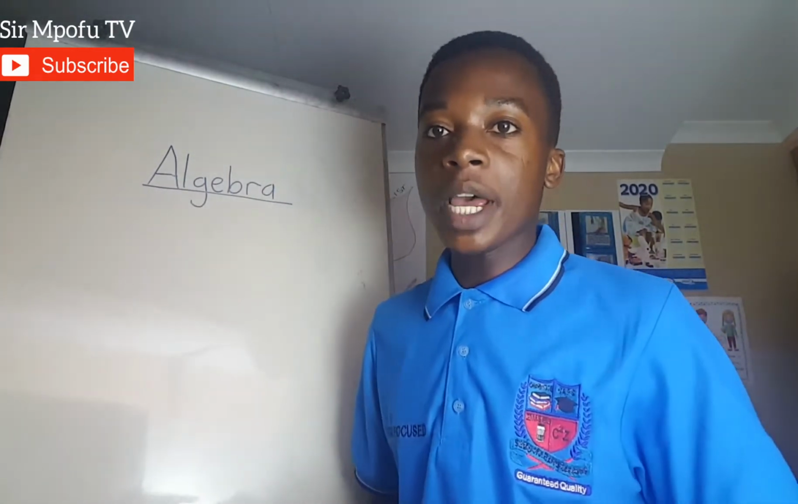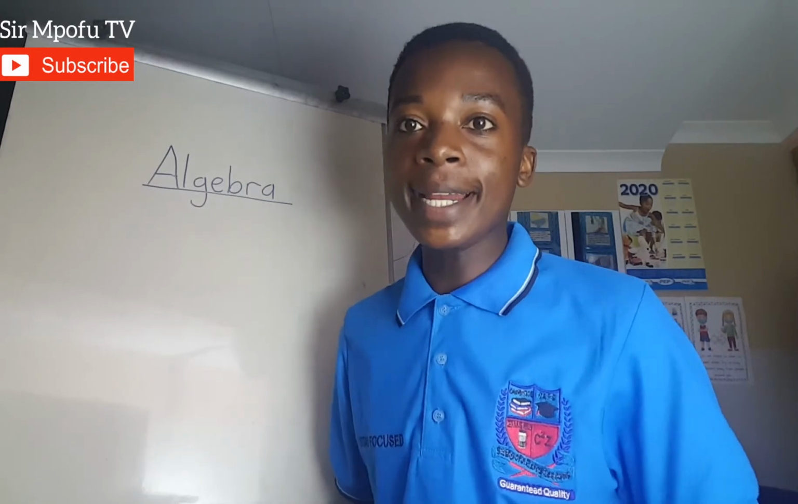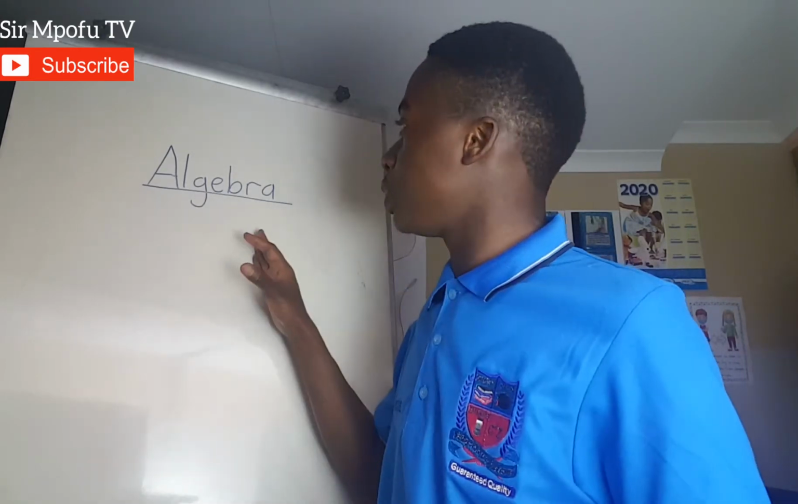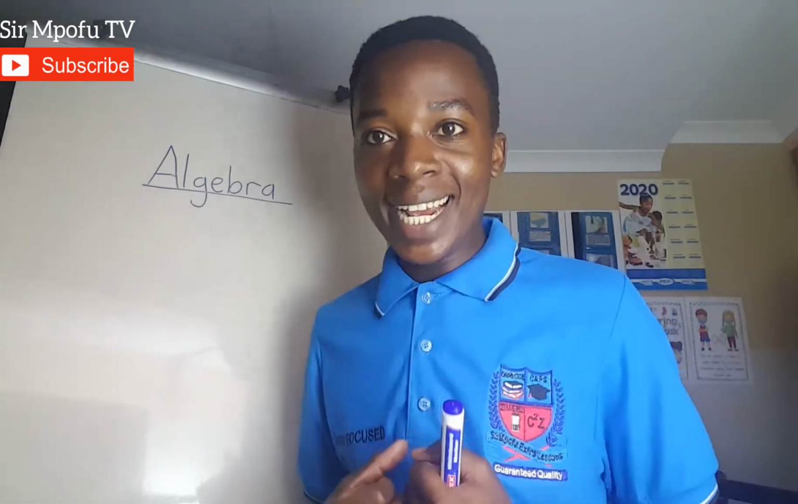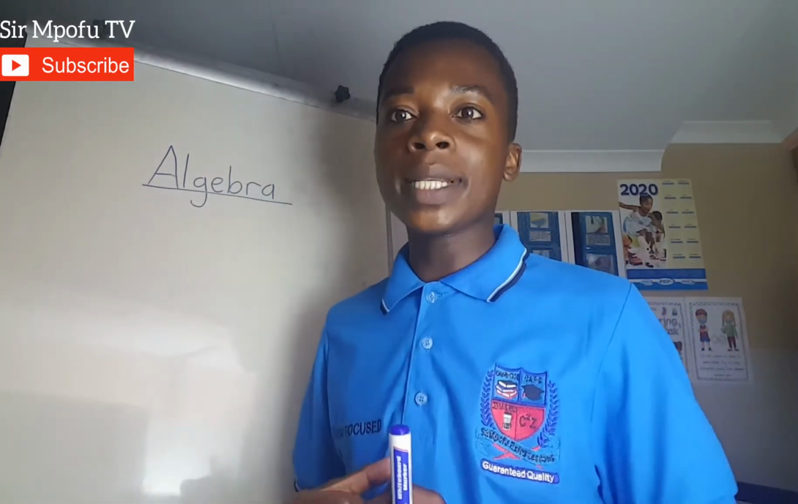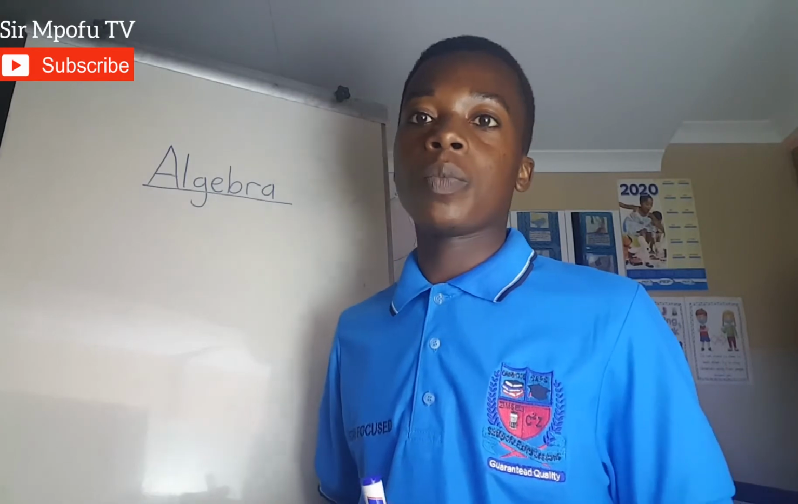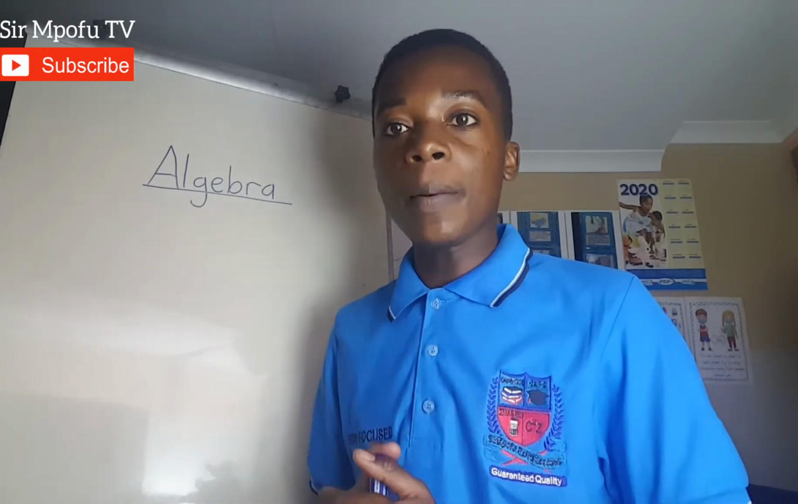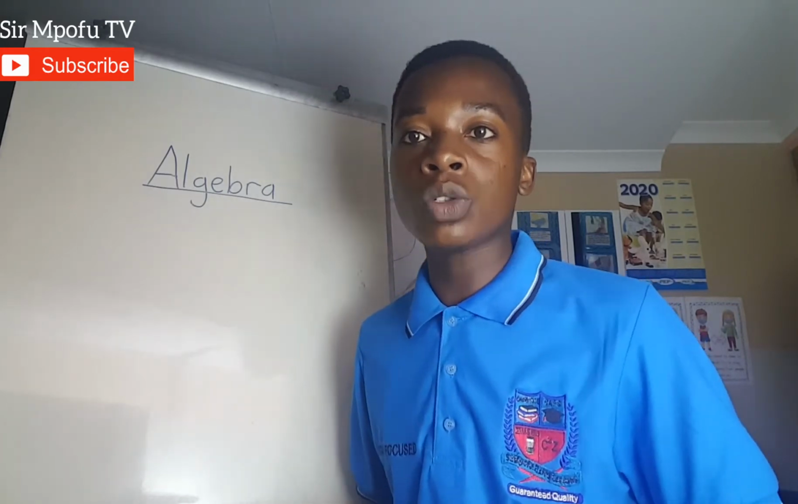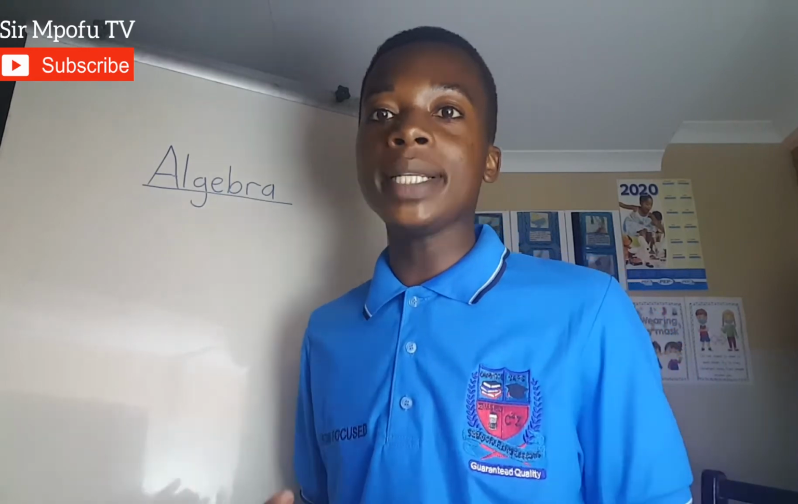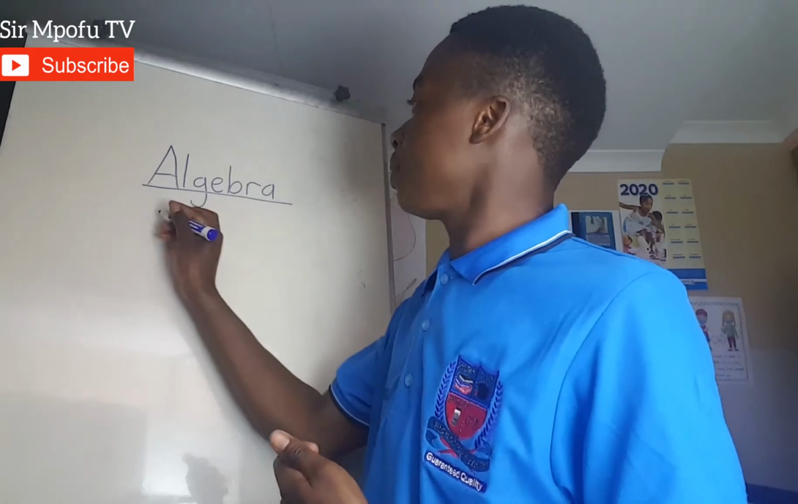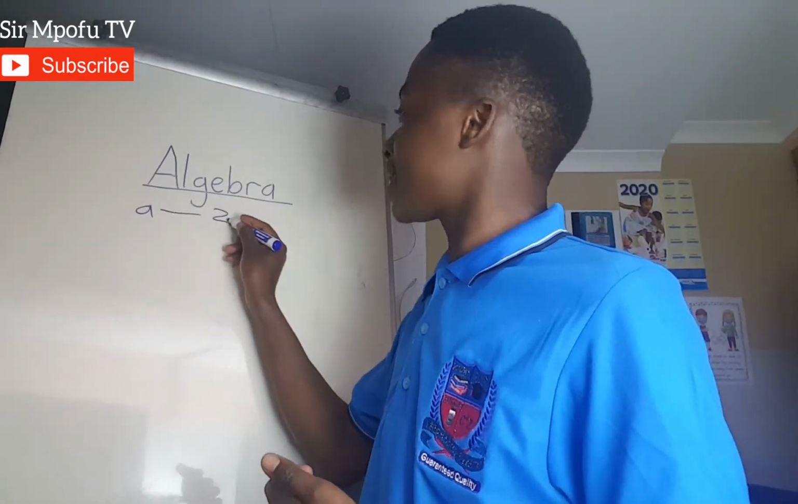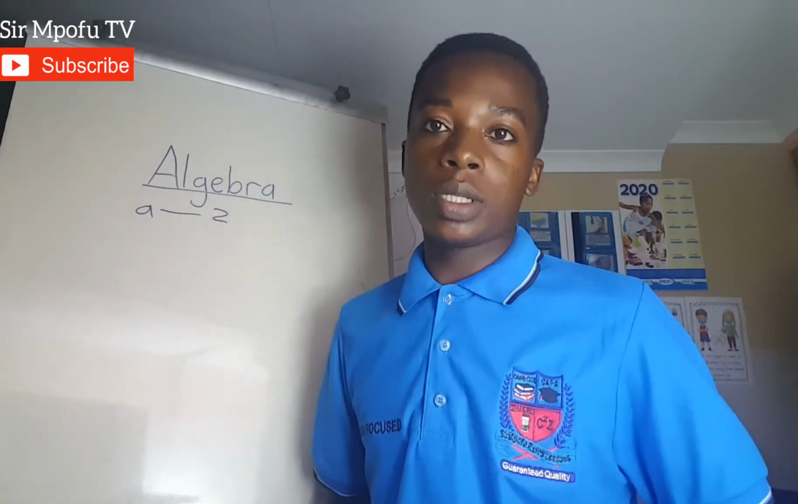So, on this lesson, we are going to do algebra. Algebra is any letter of the alphabet that is used to represent any quantity. I'm going to repeat this. Algebra is any letter of the alphabet that is used to represent any quantity. The word quantity means number. So, meaning to say A until Z, any letter can be used.